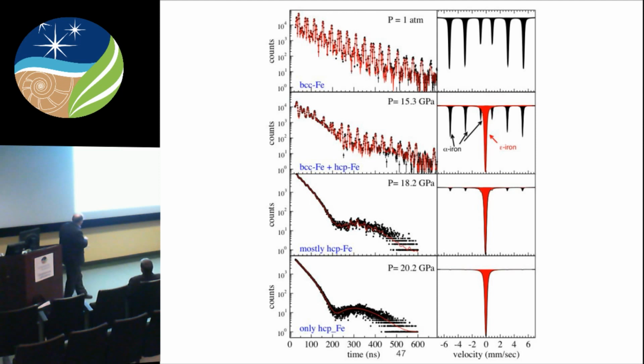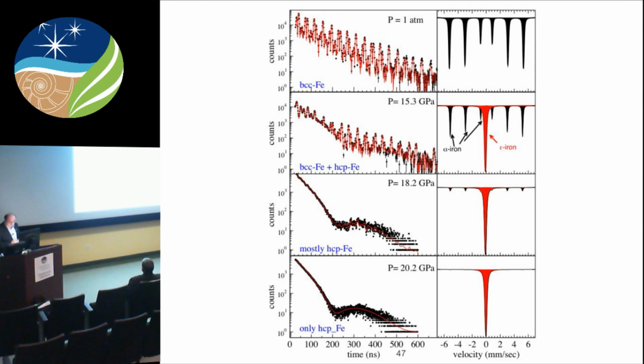The transition actually is at 13 GPa and you still see magnetism at 15. Okay, where is the transition? So we studied that. We took data at every pressure point and tried to fit the data to get the relative fractions of alpha iron and epsilon iron. So when I started, that's the spectrum.